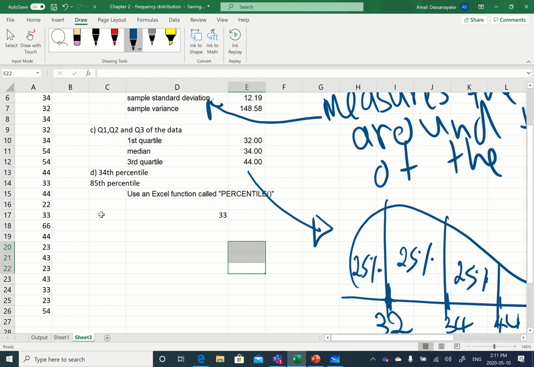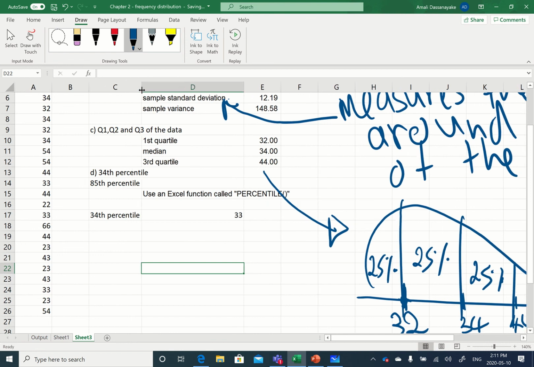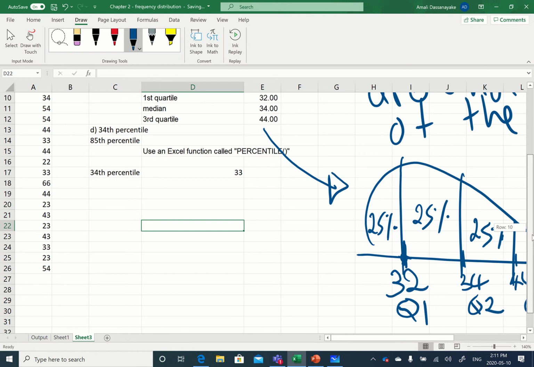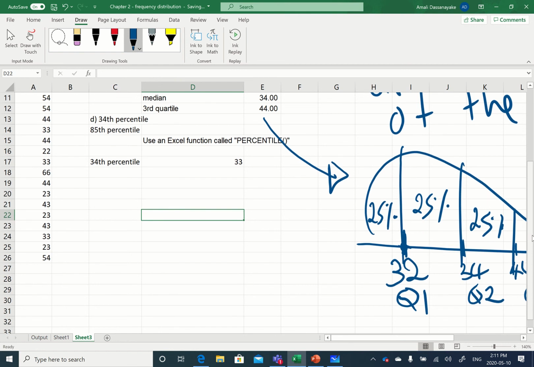So the 34th percentile is 33. Okay. On this picture, you can see that 33 is here.